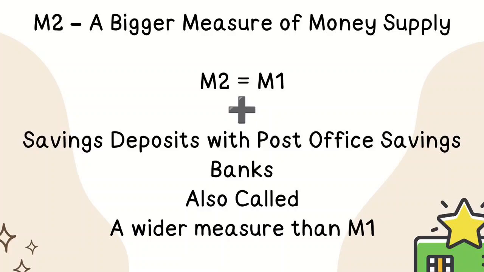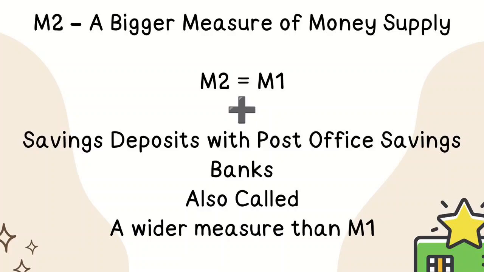I want you to imagine 4 boxes. The first box was M1. Now we are taking a slightly bigger box. Instead of moving or removing anything from M1, we simply add one more type of money. That gives us M2. So remember, this is very important. M2 already contains everything that is included in M1. Nothing is removed. We only add one extra component. That extra component is savings deposit with post office savings bank.